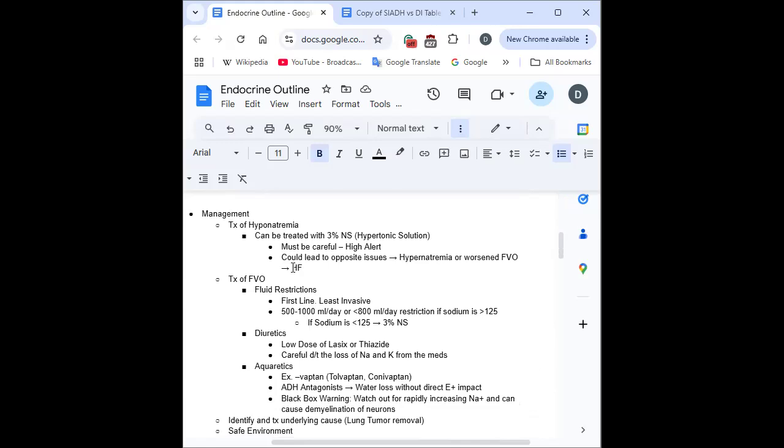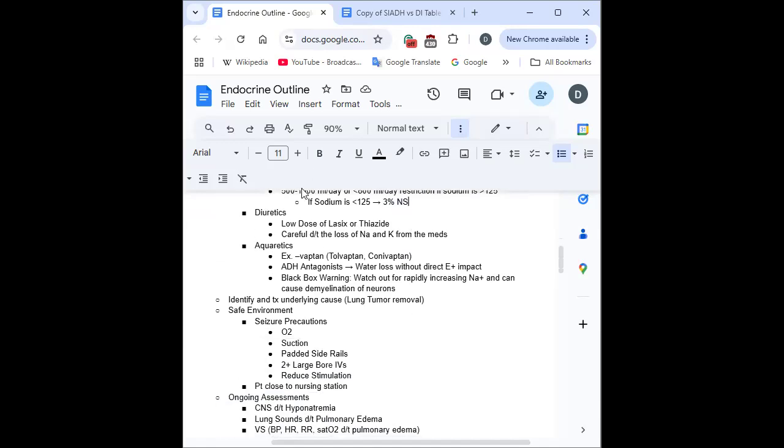Definitely understand the management difference between the fluid restrictions, and why it makes sense. You're going to have fluid restrictions as long as their sodium is not in critical range. If their sodium is in critical range, then we don't care about the fluid restrictions at the moment. We're going to make sure that their sodium is not in critical range.